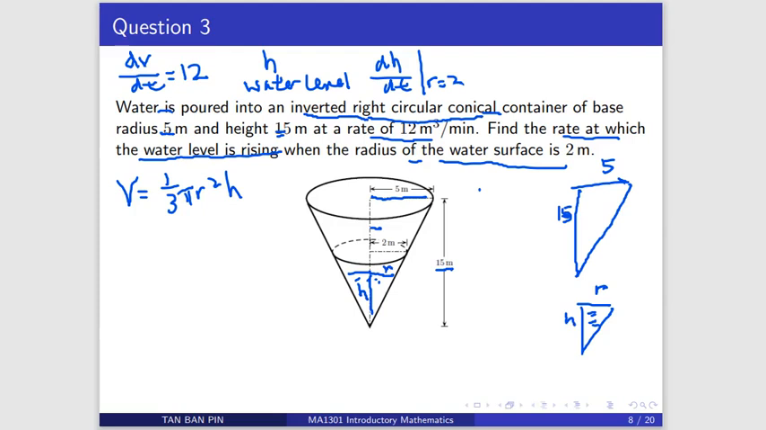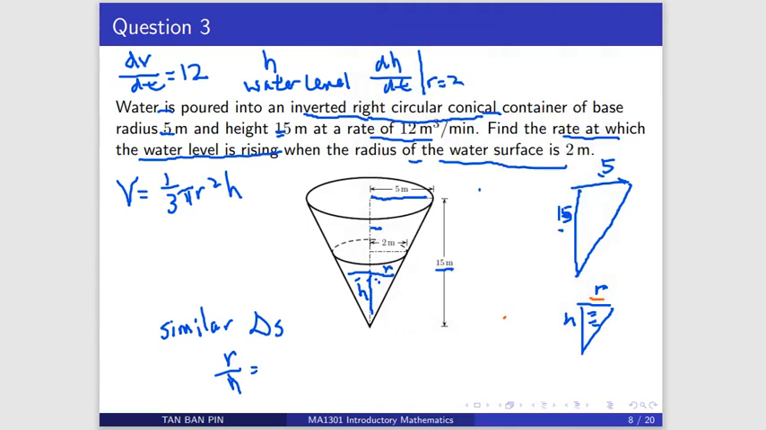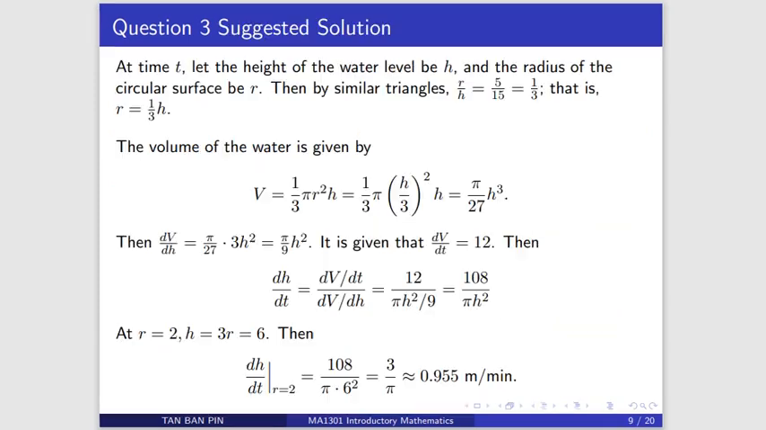And you can do similar triangles. So you can say r over h must be the same as 5 over 15. So using similar triangles, it will give you 1/3. So that's what you're doing here.